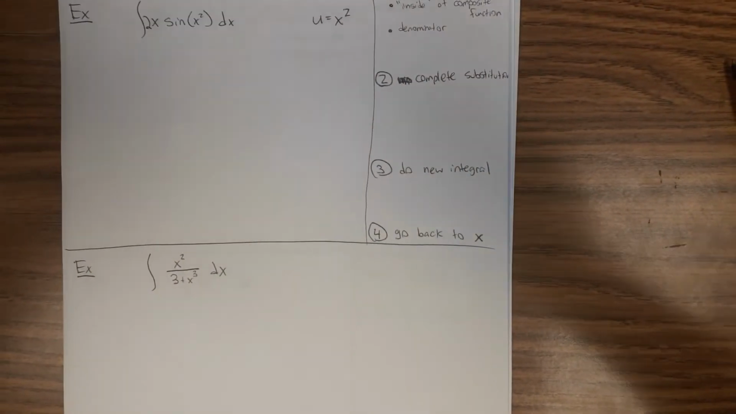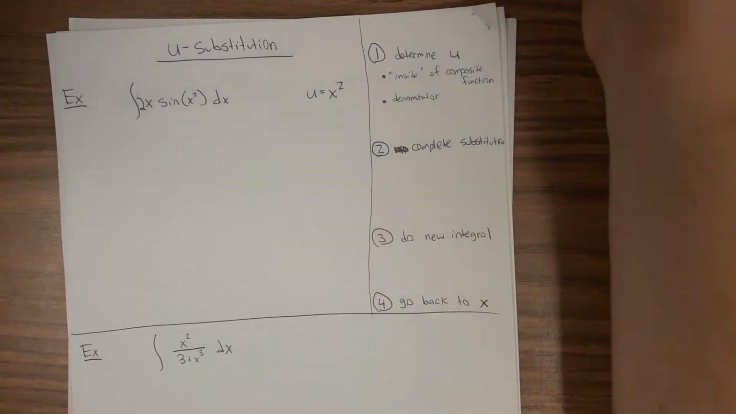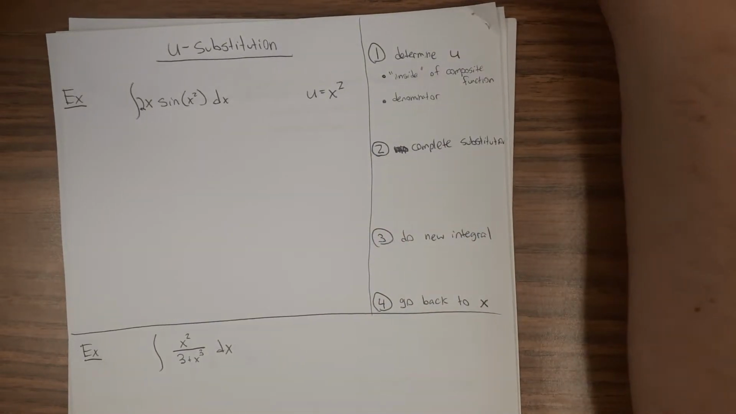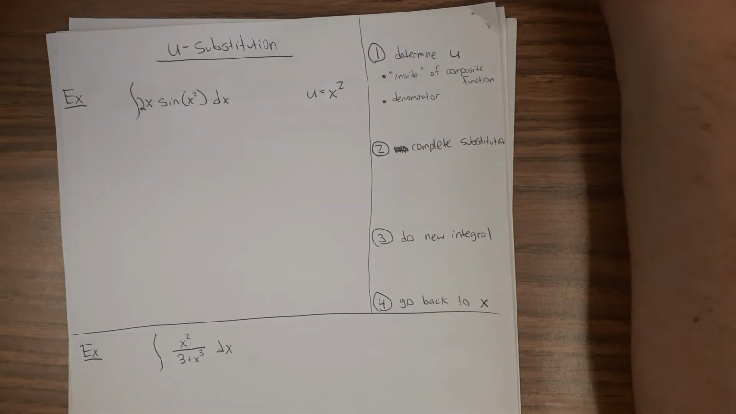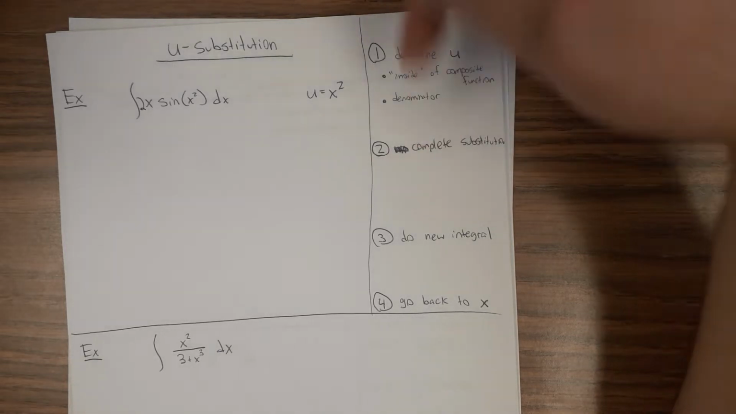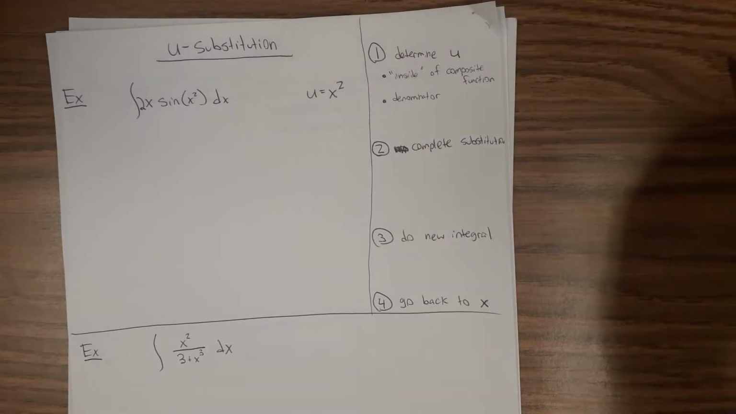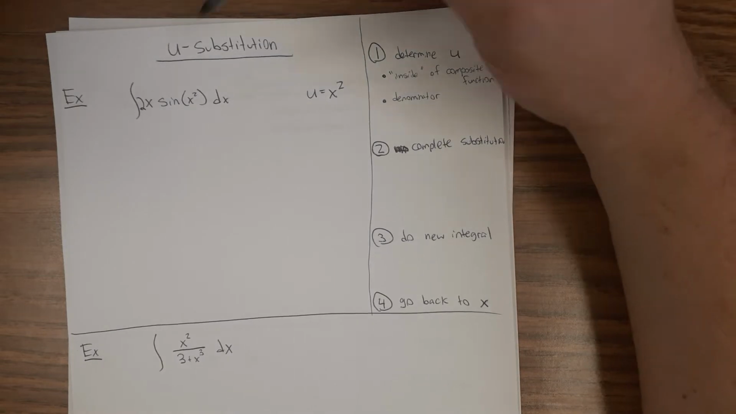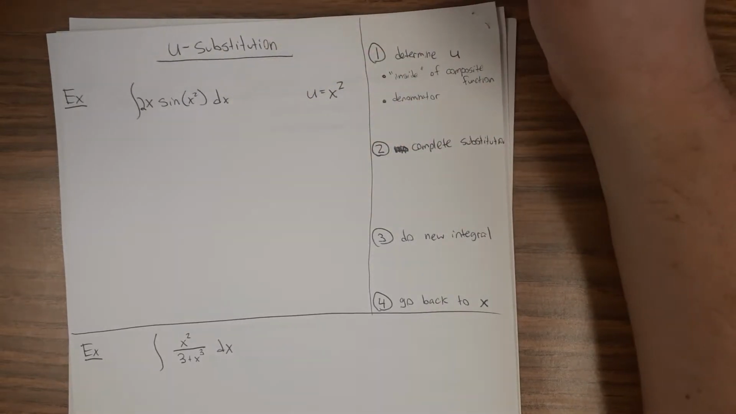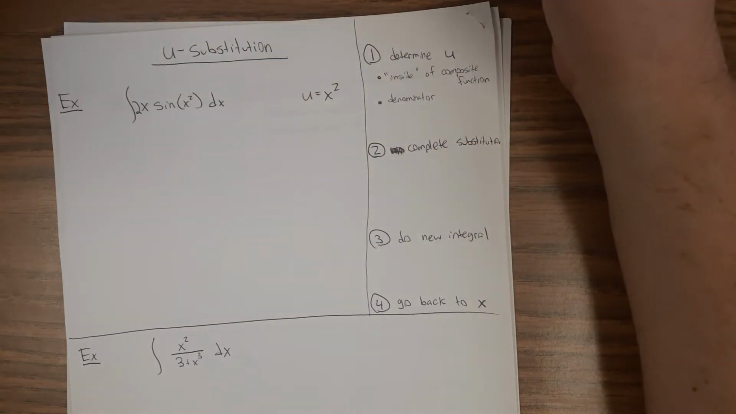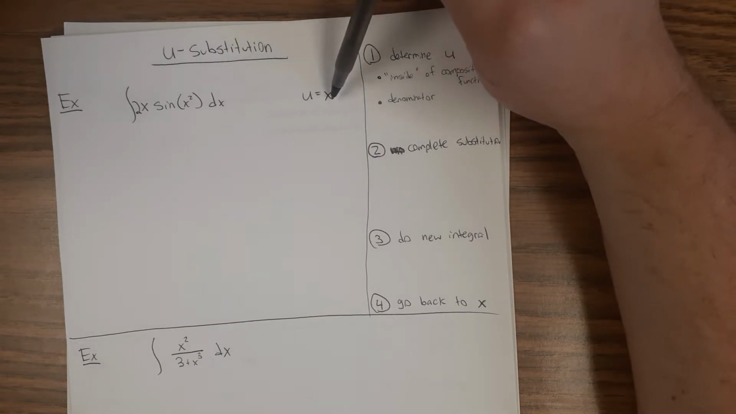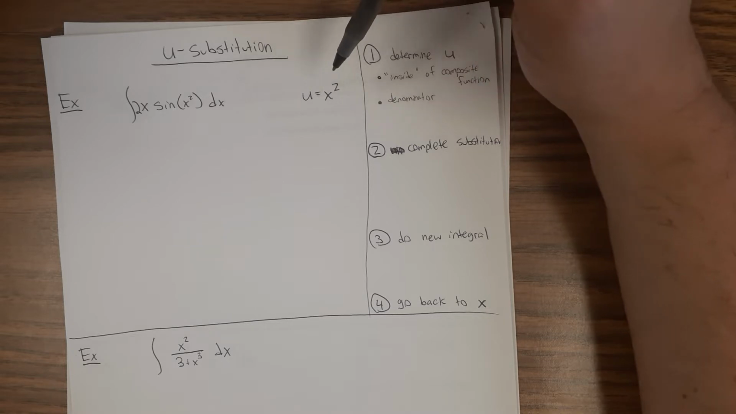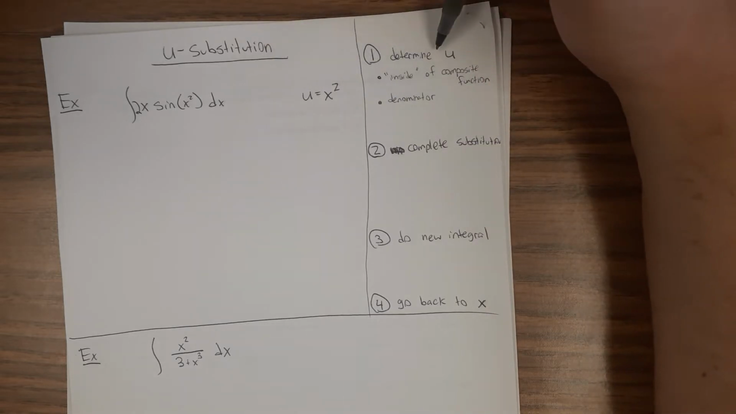So let's do a bunch of examples. I would say there's basically 4 steps to a U substitution problem. I'll go over these as we do them. So let's get right into it. I have this function to integrate, and this is not something that's exactly on the list. For our first example, I'm just going to go ahead and tell you what a good idea to make U is. And that's step 1, to determine U.